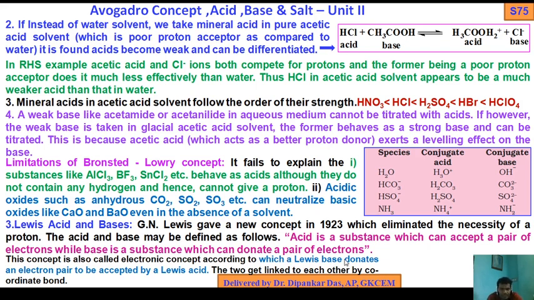So a Lewis base donates an electron pair to be accepted by a Lewis acid, and the two get linked to each other by coordinate bonds. So donor and acceptor: the donor must have a lone pair of electrons, and the acceptor must have vacant orbitals so that it can accommodate the electrons. So that is the acid-base theory according to the Lewis concept. Next, move on.